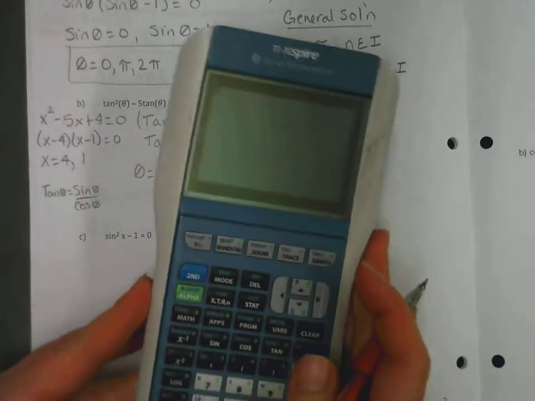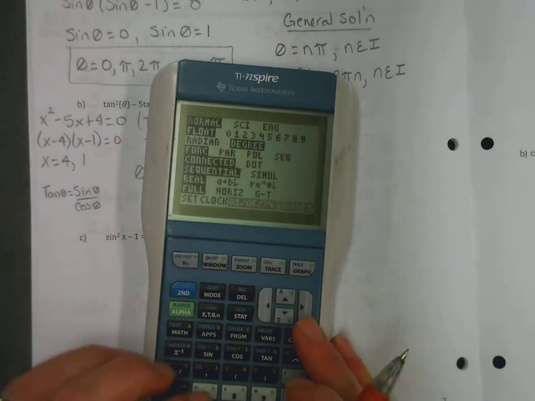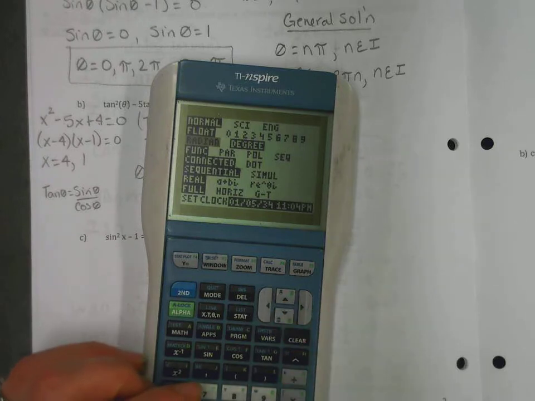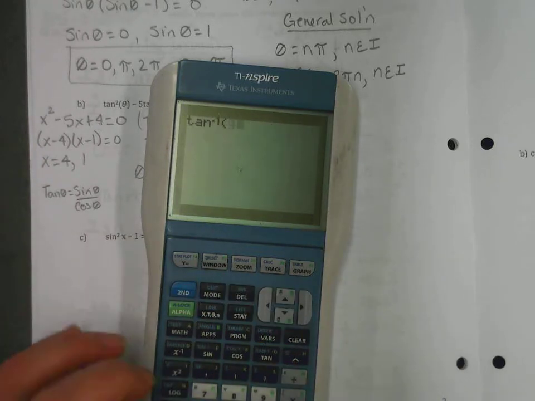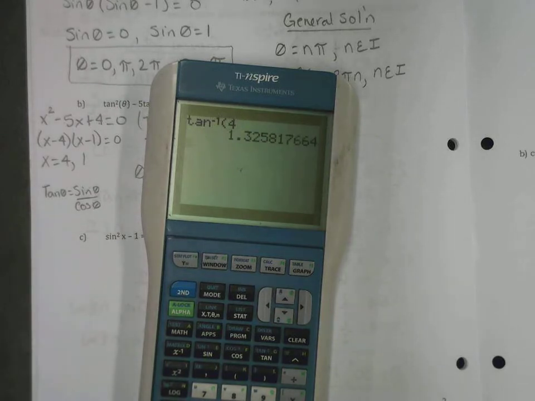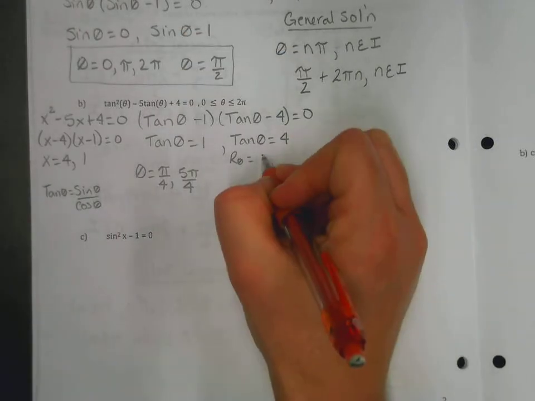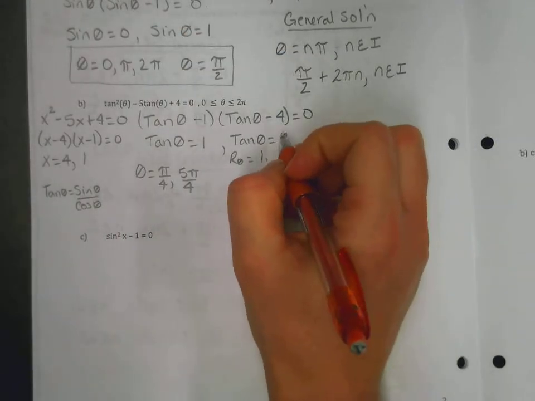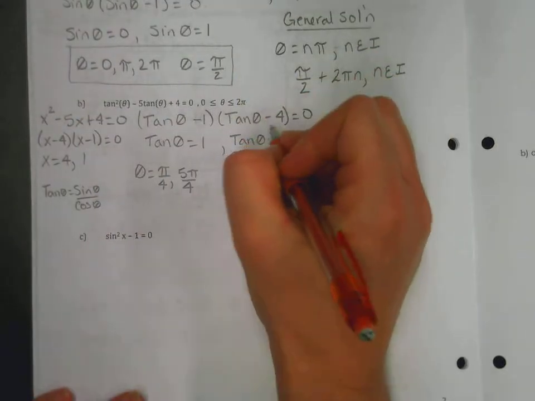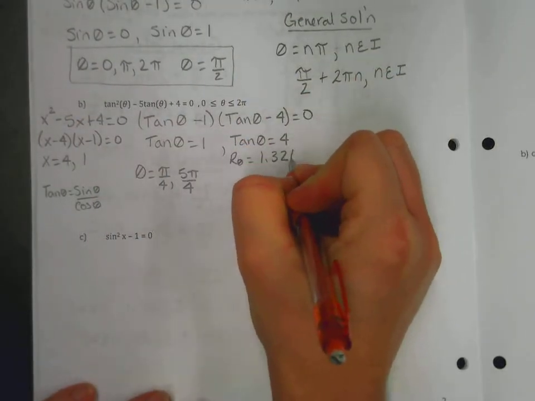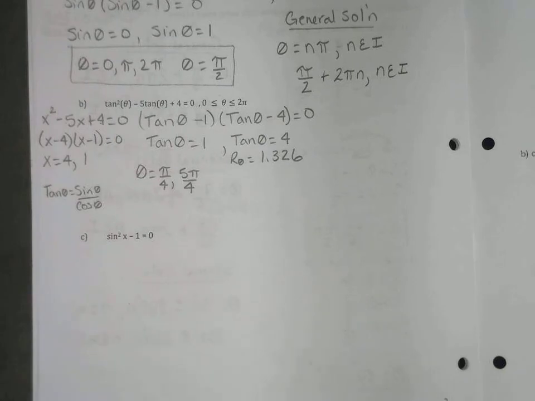I'm going to make sure my mode is on radian mode. I am going to take second tan of 4, and I get a radian of 1.32. Oh, and it says round to the nearest thousandth up in our question, so we're going to round to 1.326. So now using this reference angle and the CAST rule, we're going to get the solutions for this one.